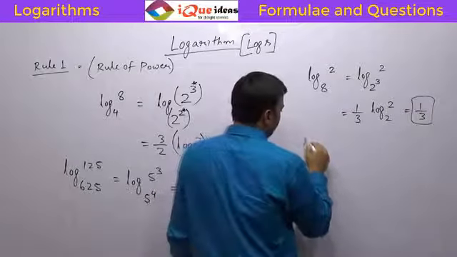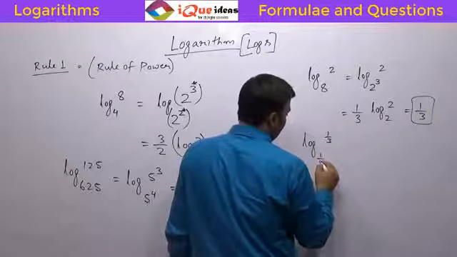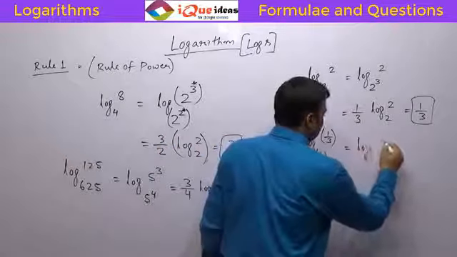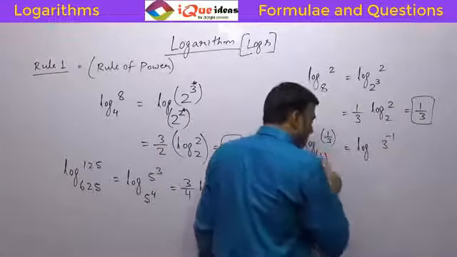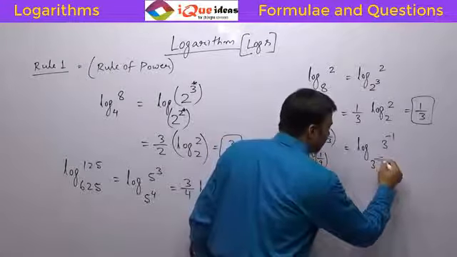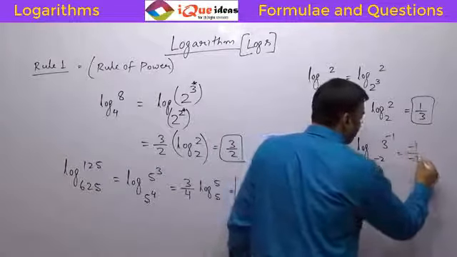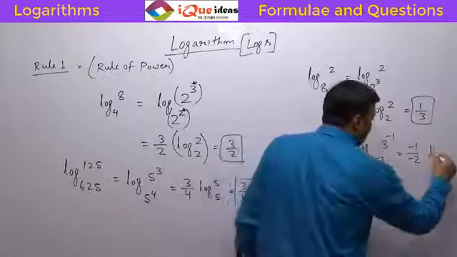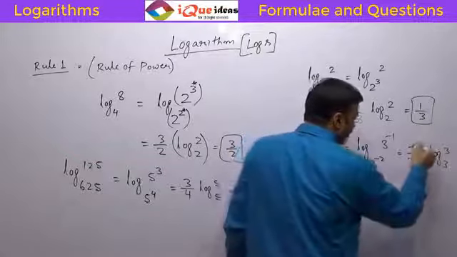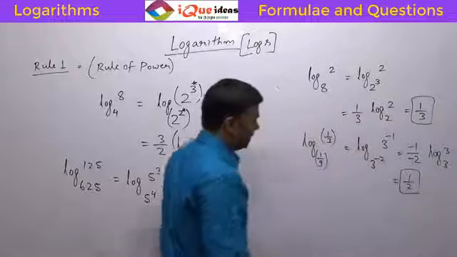Alright, let's take another one. If I have log of 1 by 3 to the base 1 by 9. Now see, 1 by 3 can be written as 3 to the power minus 1. And this 1 by 9, 9 is 3 square, so 1 by 3 square. Hence it is 3 to the power minus 2. So what will happen? This minus 1 will come out. Minus 2 will come out in denominator. And inside we have log of 3 to the base 3. Now log of 3 to the base 3 is 1. Minus and minus cancel. So we will have 1 by 2 as the final answer.